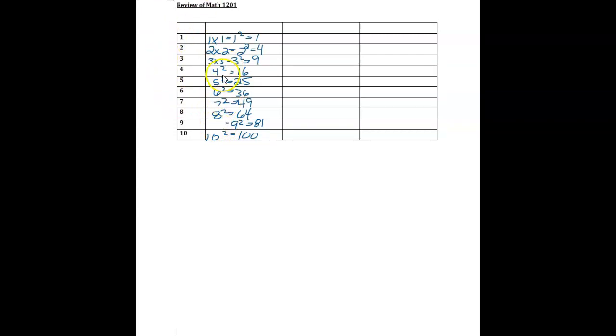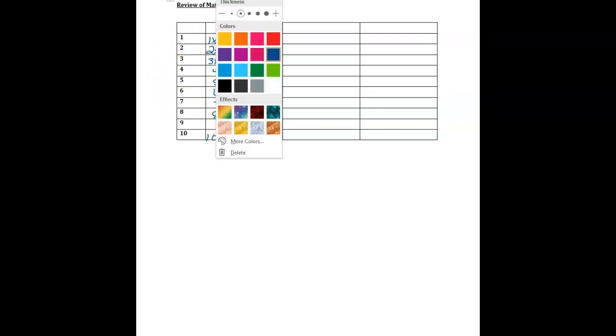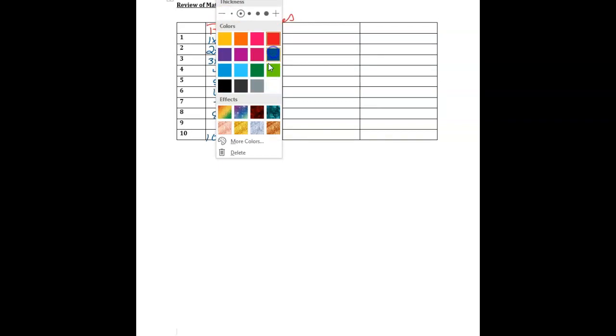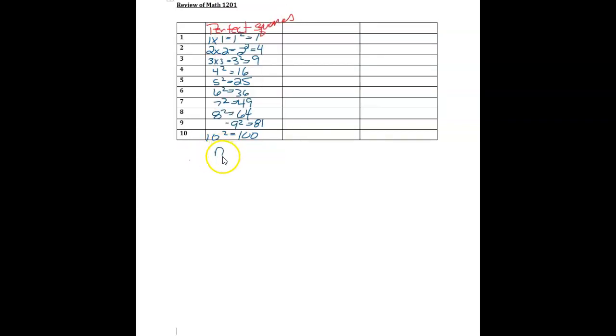And hopefully remember what these are called. The list of numbers that are squared are referred to as perfect squares. So we have all the perfect squares from 1 to 10. And the list would continue. It could go on forever. So what you're doing here, you're taking a number and you're squaring it. N would just represent any number.